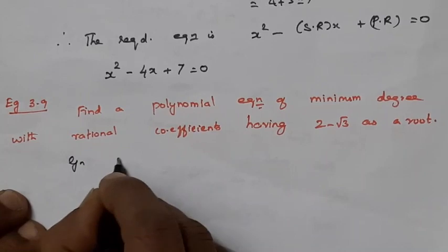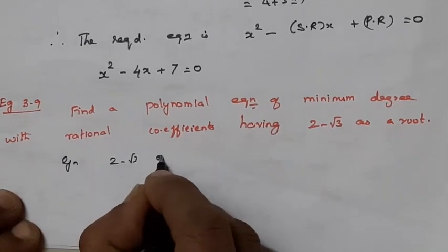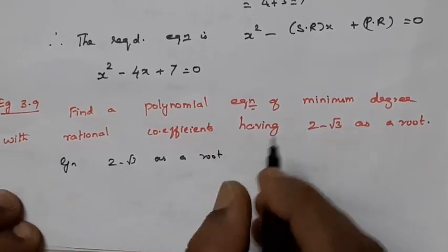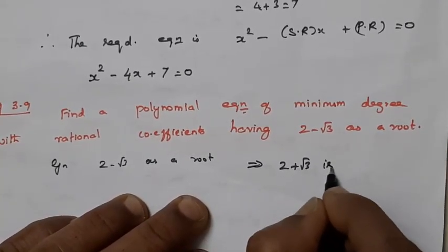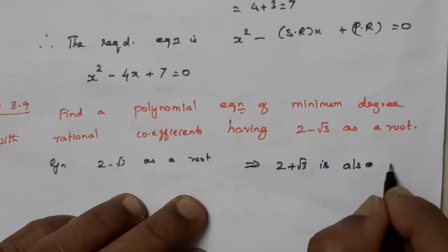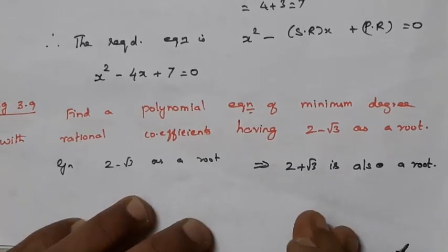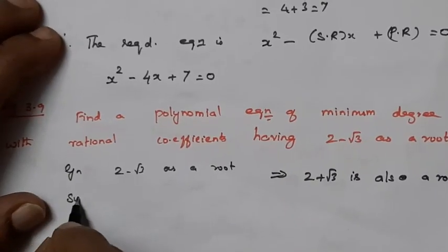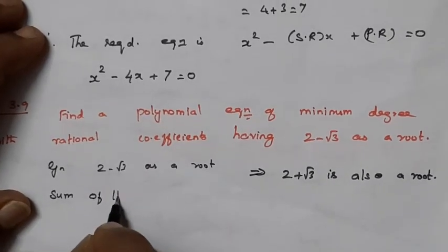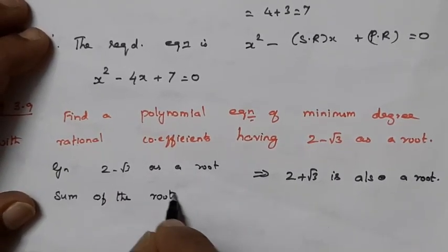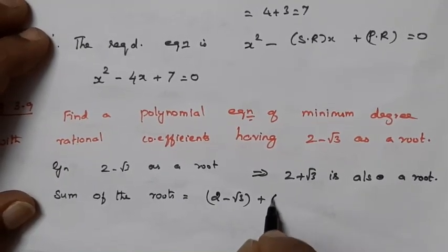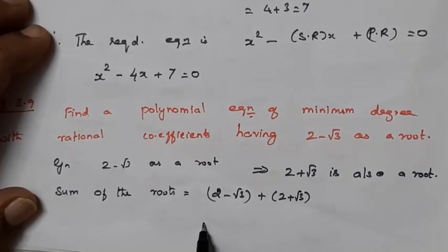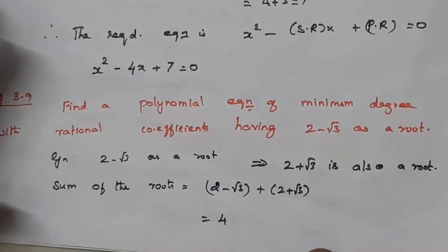So given 2 minus root 3 as a root, this implies that 2 plus root 3 is also a root. Okay. Therefore, let us find out the sum of the roots to get the quadratic equation. Sum of the roots is 2 minus root 3 plus 2 plus root 3, that is equal to 4.